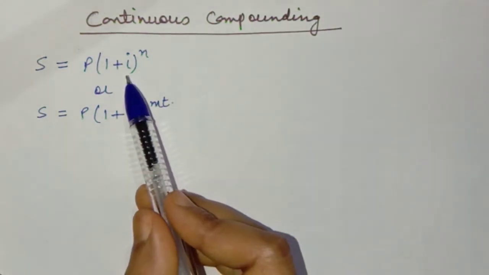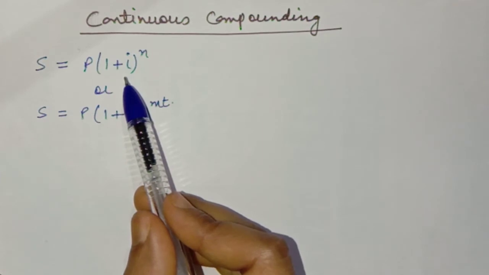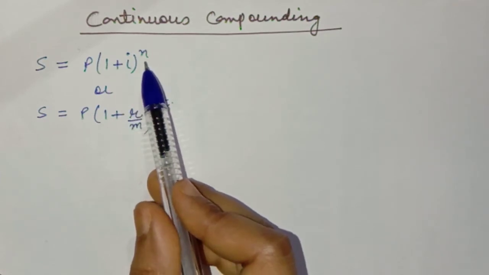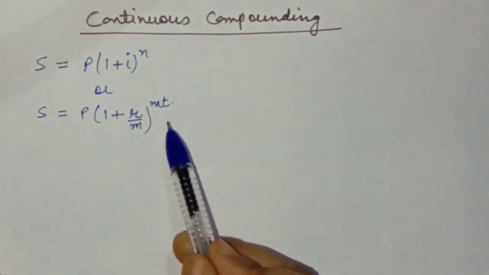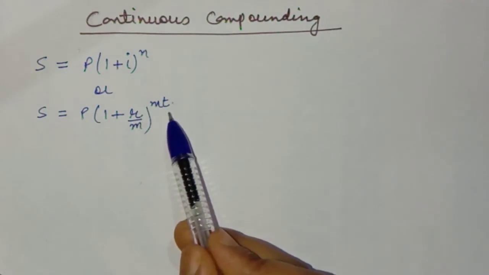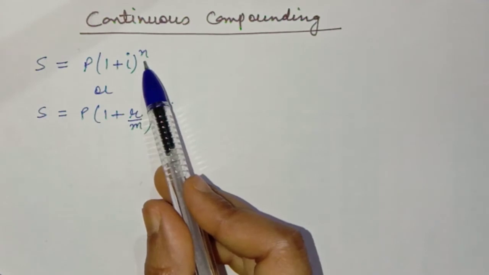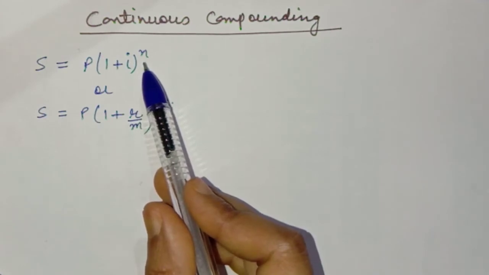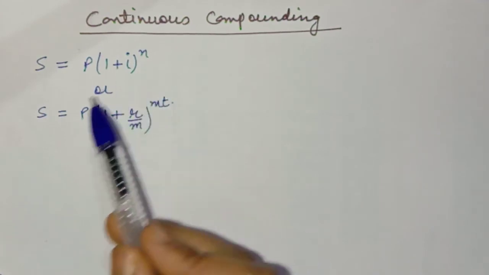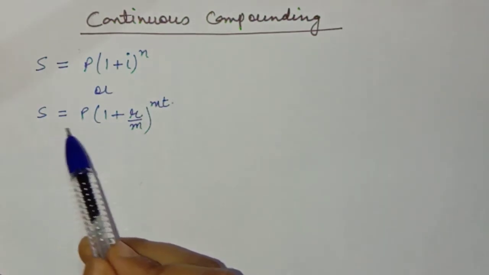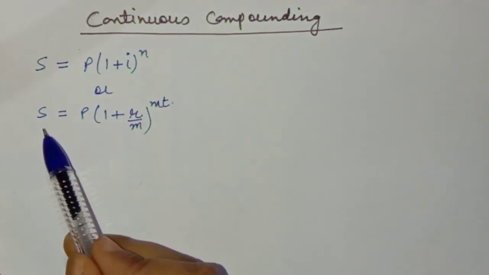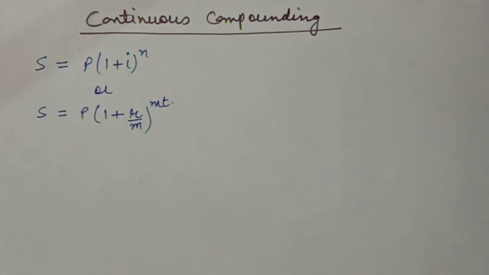So i is the rate of interest per compounding period, while n, which is calculated by multiplying m with the number of years, gives the total number of compounding periods. And P and S are nothing but the present value and the future value.